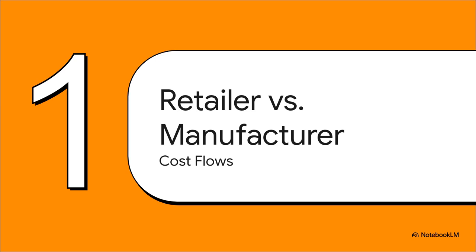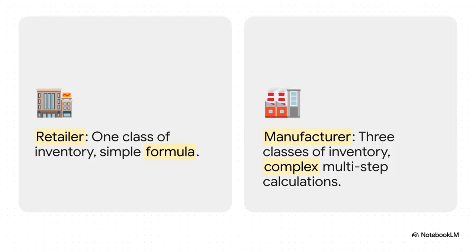Section 1. Retailer versus manufacturer cost flows. Think about a standard retailer. Computing their cost of goods sold is honestly a breeze, right? That's because they only deal with one class of inventory. They just buy a finished product and resell it. The math is simple. Beginning inventory plus purchases minus ending inventory, and boom, there's your cost of goods sold.